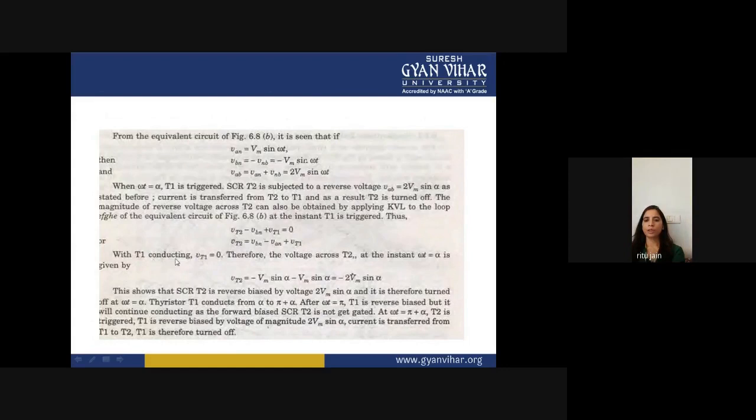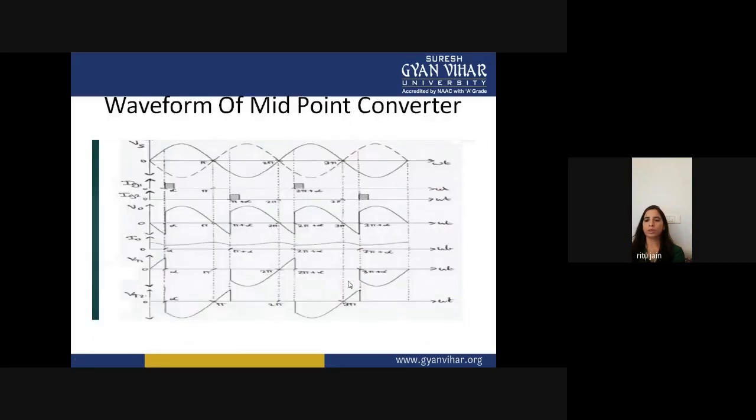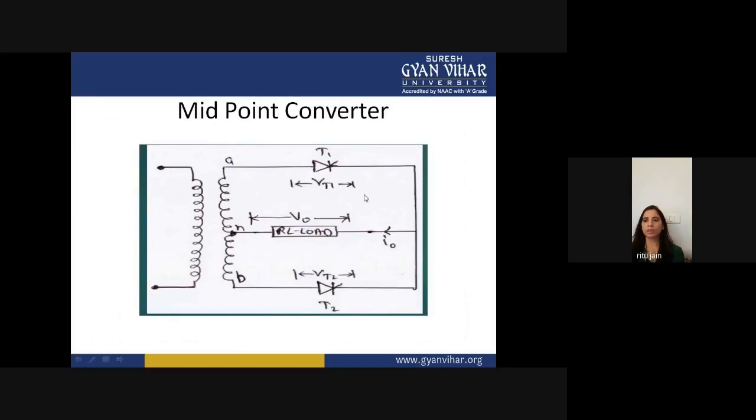So with T1 conducting, VT1 is equal to 0. Therefore, the voltage across T2 at the instant omega t is equal to alpha can be seen as Vt2 is equal to minus Vm sin alpha minus Vm sin alpha, which is equal to minus 2 Vm sin alpha. So you can see that when thyristor T1 is conducting, the double voltage which is negative is appearing across this SCR, which is equal to minus 2 Vm sin alpha.